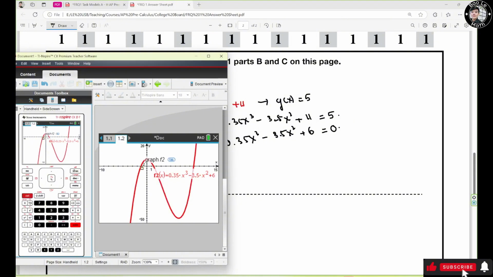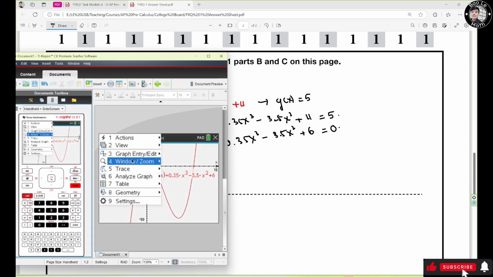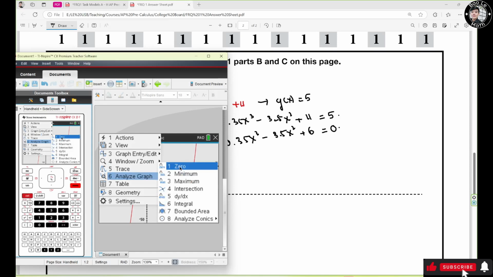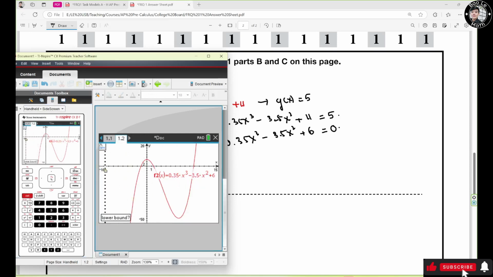So I have 3 zeros right here. The first, the second, and the third one right here, right? So I need to hit menu, number, set, and number 1 right here. 0. Move your vertical line to the left of 0 right here. You see the 0 right here? Move to the left, hit enter, and then move to the right, hit enter. You get the answer right here.